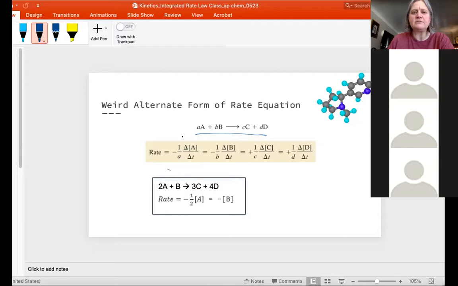You will see this again in thermodynamics. Do you remember these deltas? The delta is a Greek letter. It looks like a triangle. This means the change in. We'll just call it change. And now whenever you see brackets around a chemical or a letter, that means concentration.